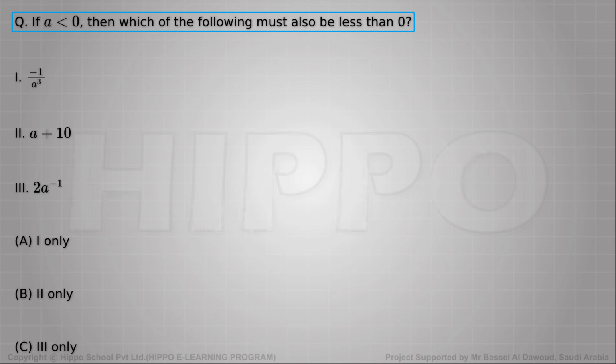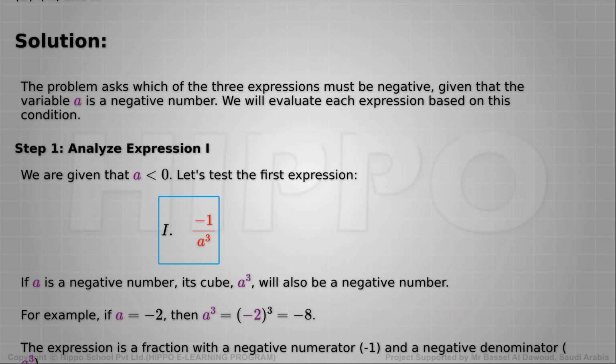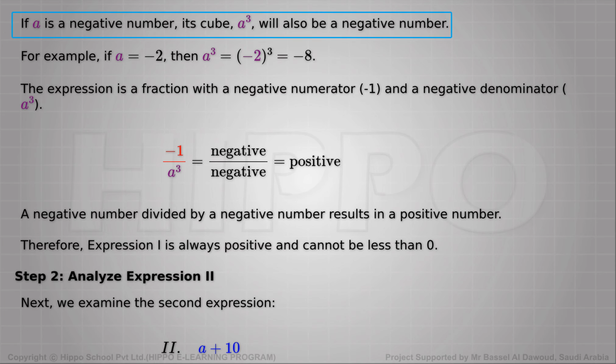Our strategy will be to test each expression one by one. Okay, let's start with expression 1, which is -1 divided by a cubed. To determine the sign of this whole fraction, we first need to figure out the sign of the denominator, a cubed. We know a is negative. When you cube a negative number, you're multiplying a negative by a negative, which is positive, and then multiplying that positive result by another negative. A positive times a negative is negative. So a cubed will always be negative.